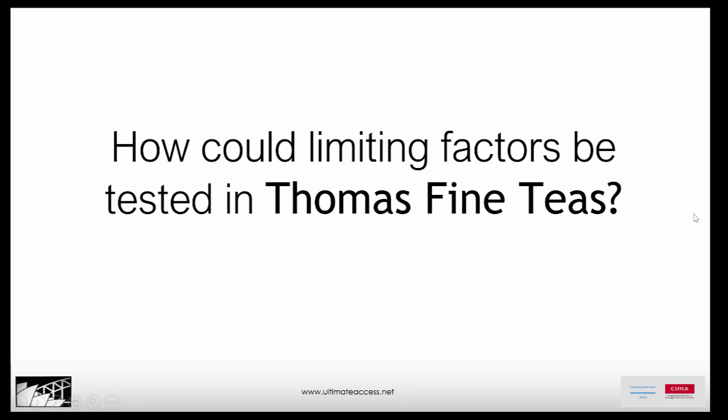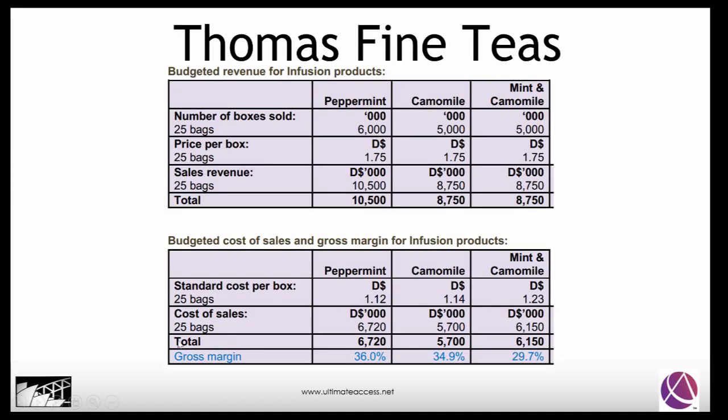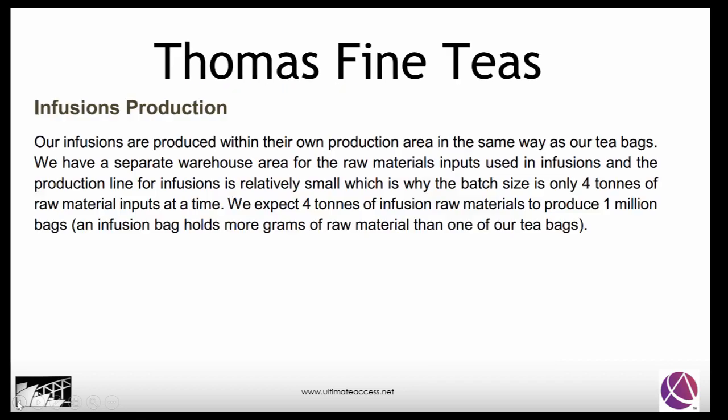So how could limiting factors be tested in Thomas Fine Teas? Well, we've been given some information about the infusions. I thought I'd look at infusions on this particular recording. Our infusions are produced within their own production area in the same way as our tea bags, and we have a separate warehouse area for the raw material inputs. We expect 4 tons of infusion raw materials to produce 1 million tea bags, and an infusion bag holds more grams of raw material than one of our ordinary tea bags, the ones which have the tea leaves in.